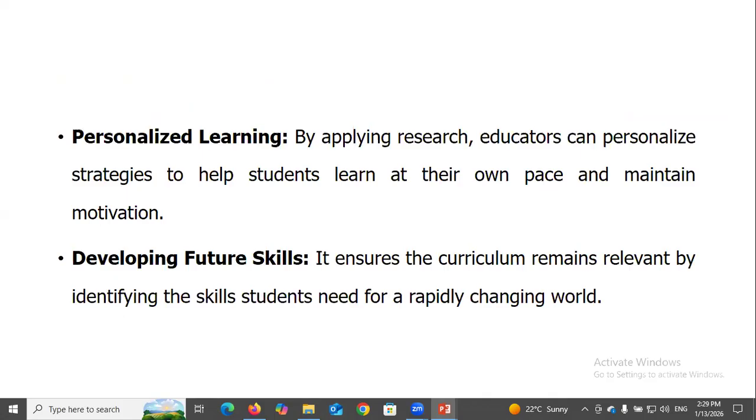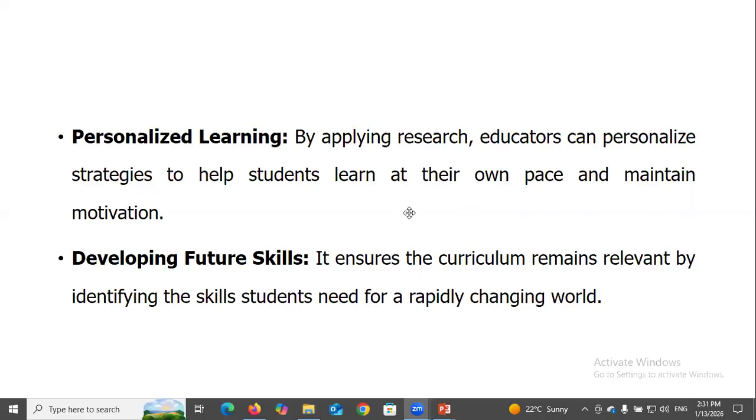Personalized learning. By applying the research, educators can personalize strategies to help students learn at their own pace and maintain motivation. Developing future skills: it ensures the curriculum remains relevant by identifying the skills students need for a rapidly changing world.